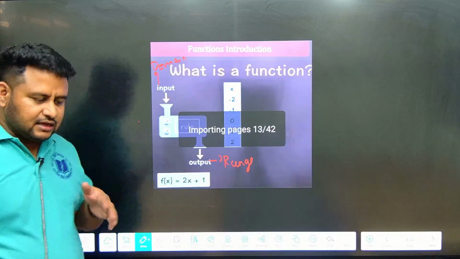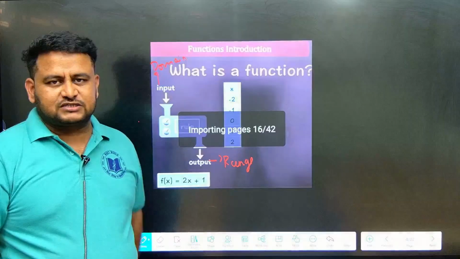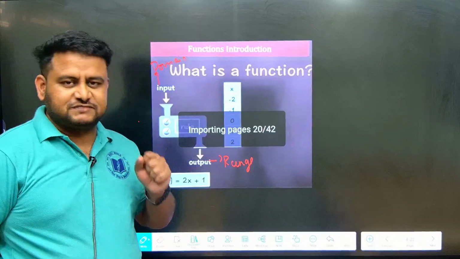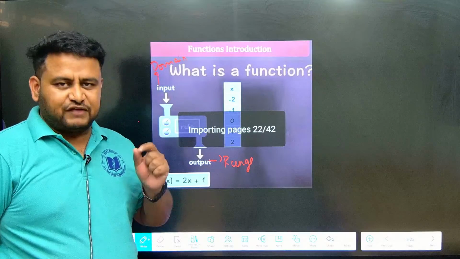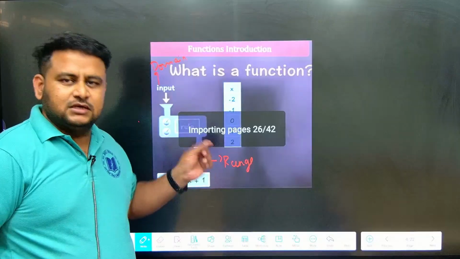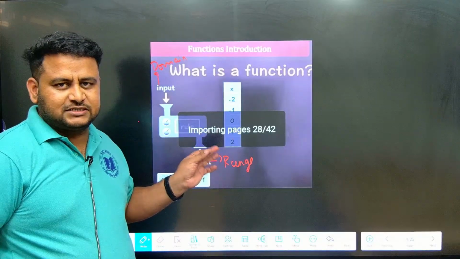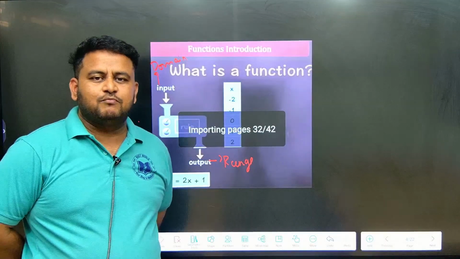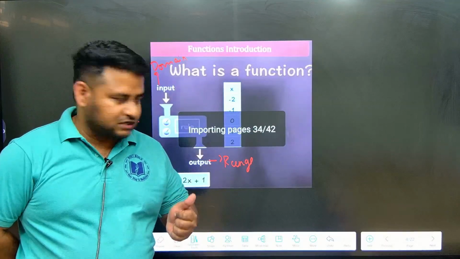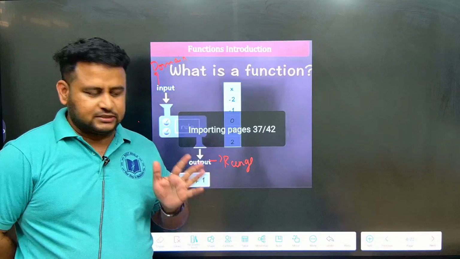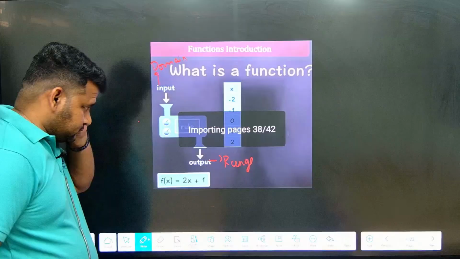In tomorrow's class or the day after tomorrow's class, I will be discussing various types of functions, some special functions like modulus function, greatest integer function, and fractional functions. But in today's class, for those functions also we will be finding the domain. I will just be telling some basics, but when we do it in the day after tomorrow's class, you will have more clarity about those functions. Clear?